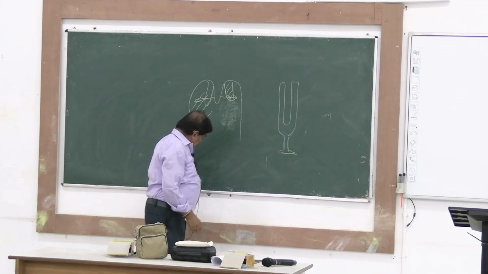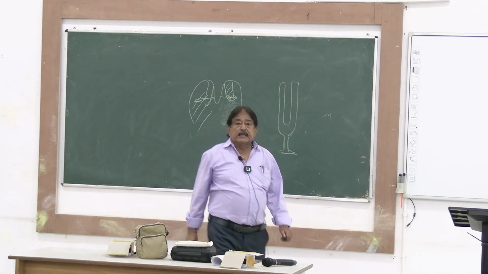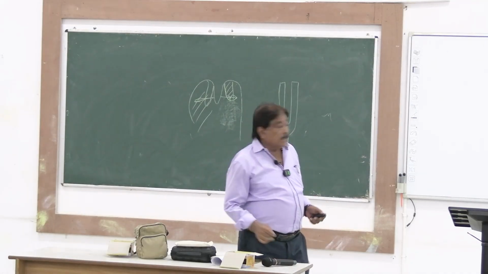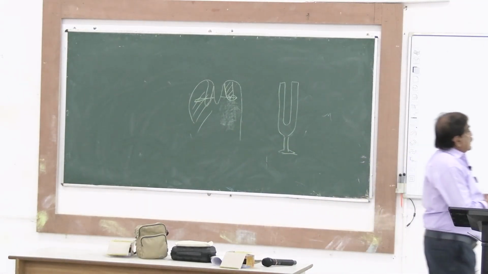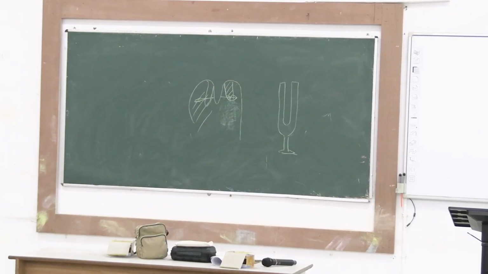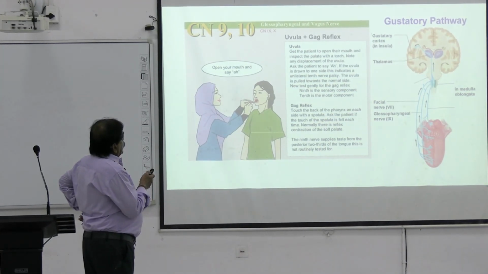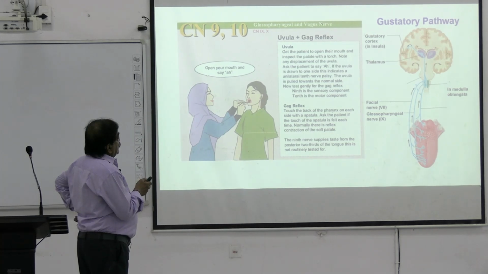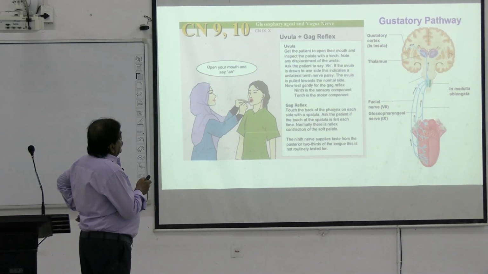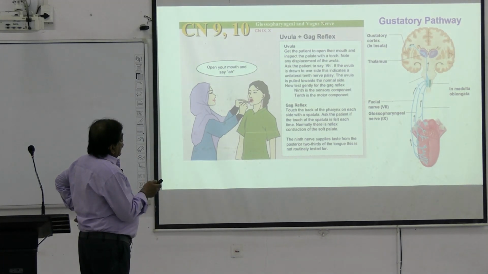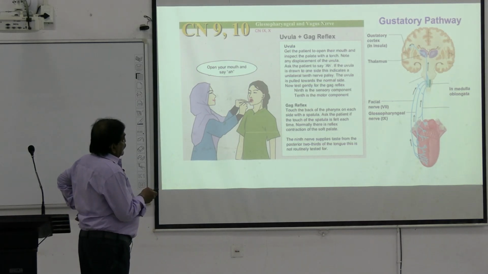So these are your clinical methods that you can see: the ninth nerve sensory component, the 10th nerve motor component. Now test gently with the gag reflex. The ninth nerve supplies taste from the posterior third of the tongue. This is not routinely tested.